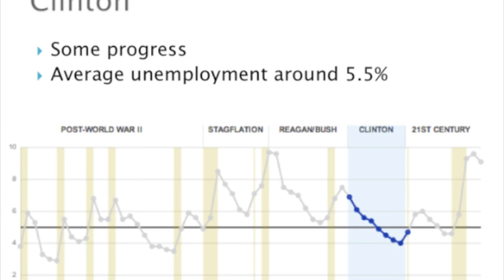Clinton. Under Clinton, the economy benefited from low energy prices and the information technology revolution. Clinton was able to reduce the deficit as well as tackle free trade. In this period, unemployment dropped and there was an overall good feeling in the economy. The average unemployment rate was 5.5%.